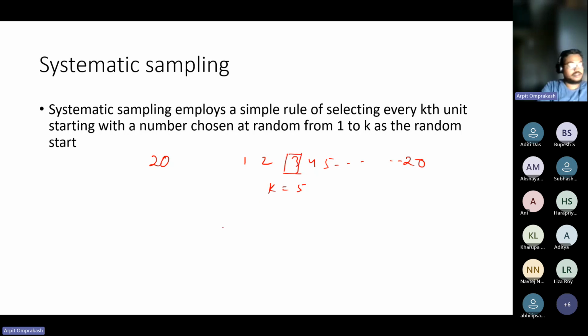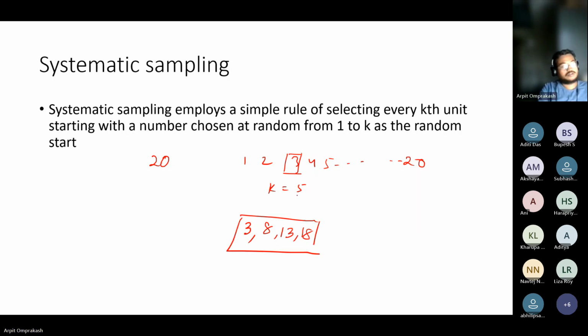So what we'll do here is we'll choose 3, then 8, then 13, then 18. So these are the 4 samples that we'll pick out of 20. So basically, we are systematically picking samples instead of randomly picking them. But the starting sample that we pick, the first sample that we pick, is still random. Okay.